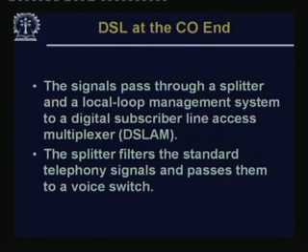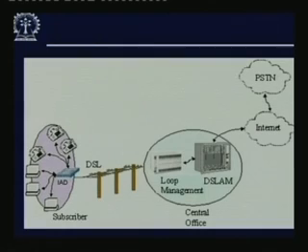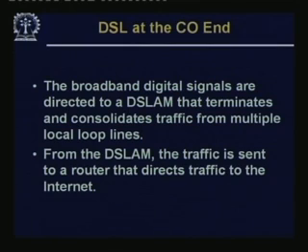So, DSL at the central office end, the signal passes through a splitter as I had shown and a local loop management system. So, the subscriber line access multiplexer is there. This figure we have already seen. So, you have this DSLAM and the loop management over there. The broadband digital signals are directed to a DSLAM that terminates and coordinates traffic from multiple local loop lines. From the DSLAM, the traffic is sent to a router and then to the internet.